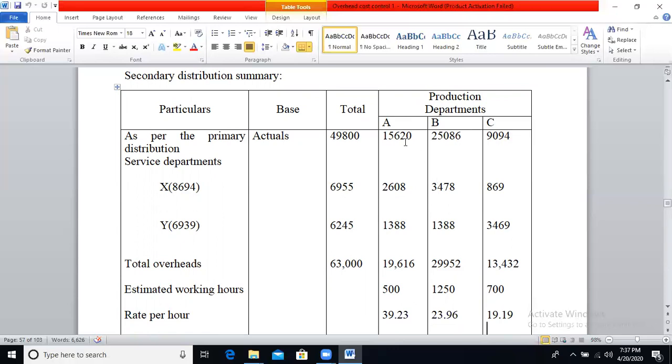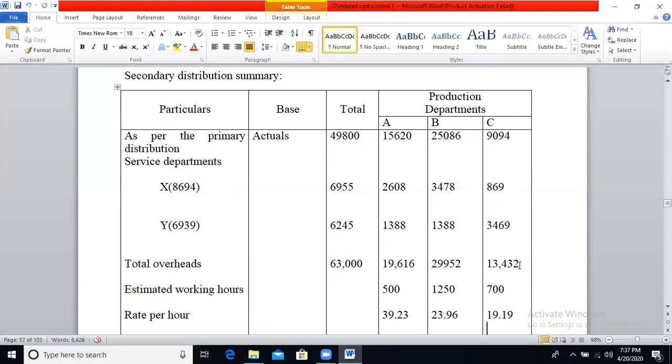Now the department A column total: 15,620 plus 2,608 plus 1,388. You will get a total of 19,616. Department B: 25,086, 3,478, 1,388. The total you will get is 29,952. And department C: 9,094, 869 plus 3,469. You will get 13,432. So till there you will do the overhead distribution summary.